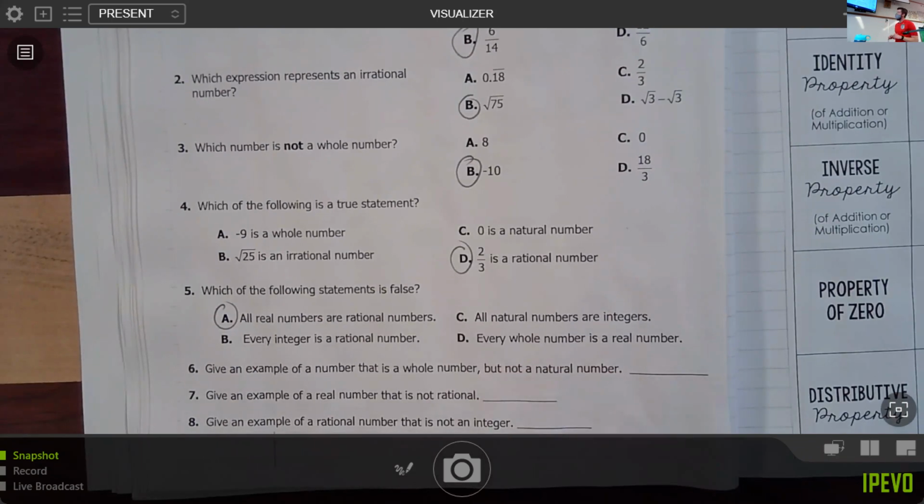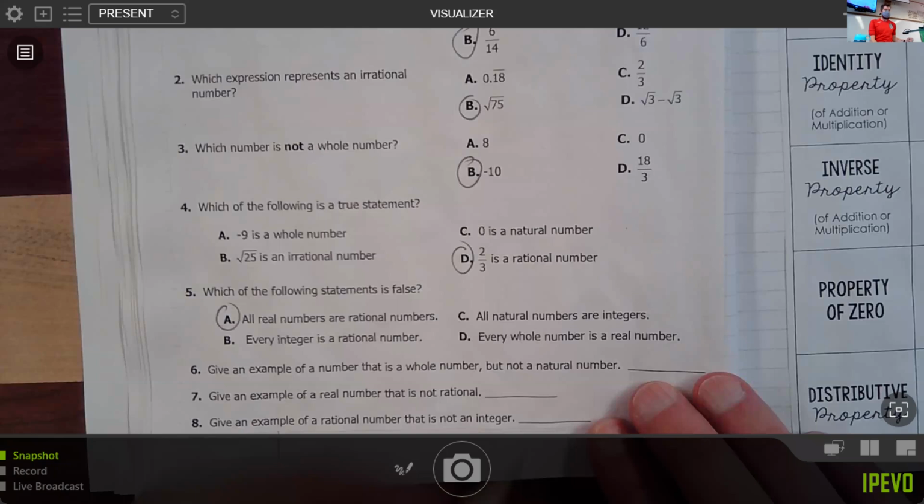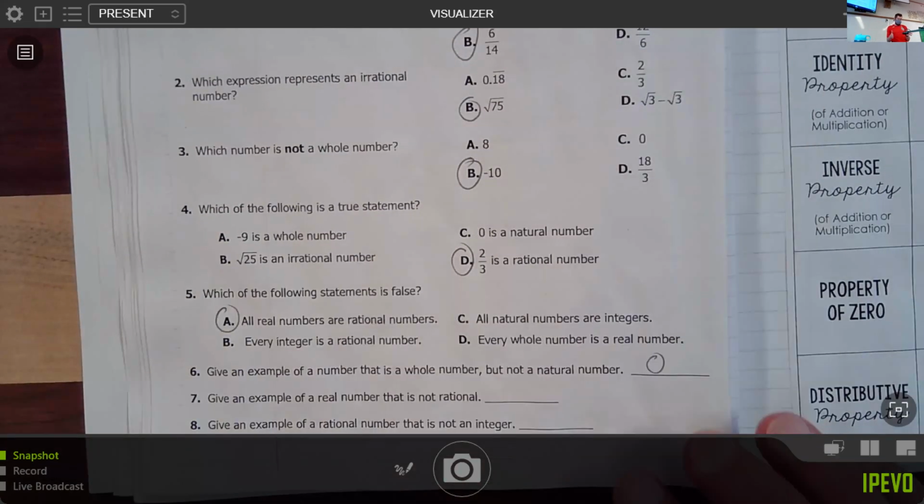All right. How about this? Give an example of a number that is a whole number, but not a natural number. By the way, there's only one option for this. 0. Yeah. The only option that we have for number 6 is 0, because the set of whole numbers is all of the natural numbers and 0. So it's the only number we can write for number 6.